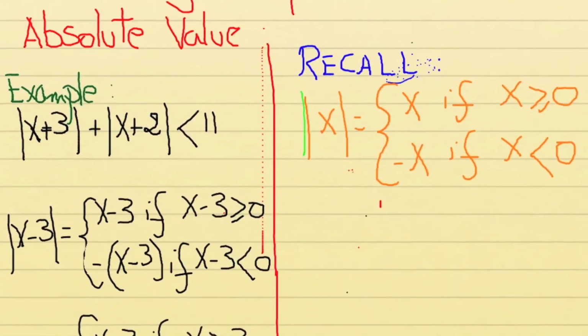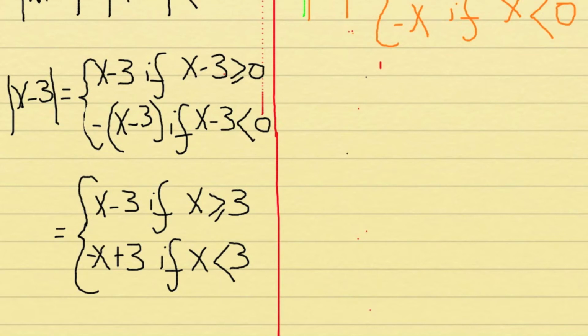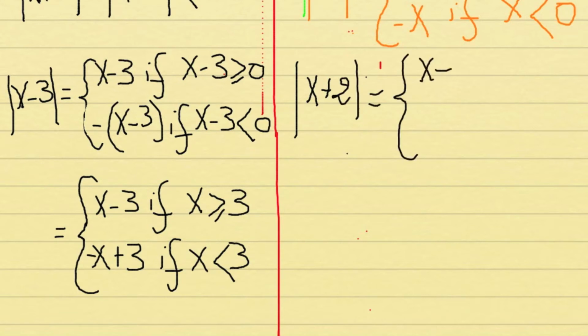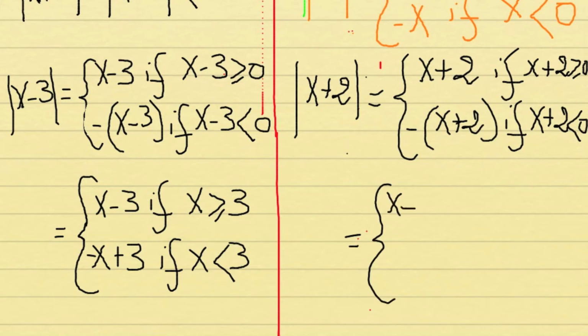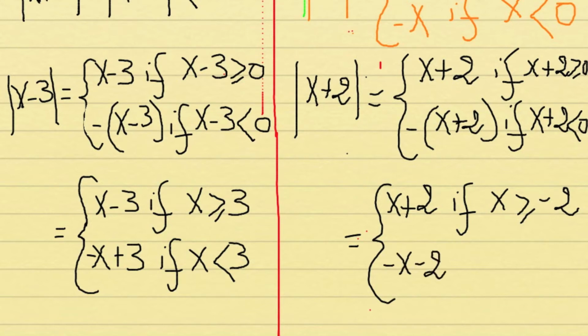We're going to go ahead and do the same thing for the absolute value of x plus 2. The absolute value of x plus 2 is x plus 2 if x plus 2 is bigger than or equal to 0, and it's going to be negative the quantity x plus 2 if x plus 2 is negative, which again could be simplified to x plus 2 if x is bigger or equal to negative 2, or negative x minus 2 if x is less than negative 2.